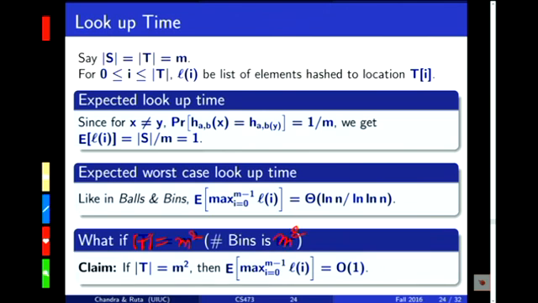So now you are throwing m balls into m square bins. Okay, then I claim that the expected max size of any bin or any linked list is now order 1, not log n over log log n.